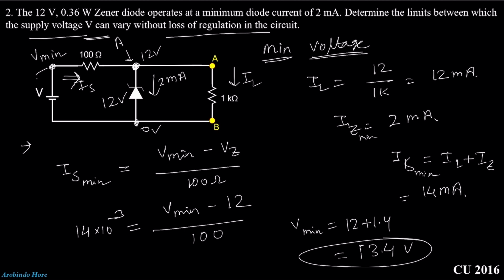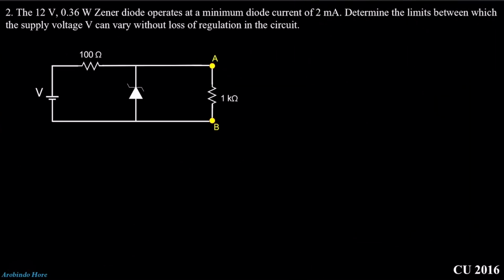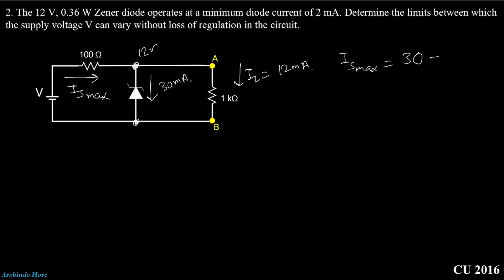So we already got the value of the minimum voltage. Now let's calculate the maximum voltage. Here we already know this potential is 12 volt, and the maximum current the Zener diode can tolerate is 30 milliampere. I already calculated this on the last page. As this is 12 volt, the load current will be 12 milliampere, right? That means the maximum source current is IS max equal to 30 milliampere plus 12 milliampere, that means 42 milliampere.